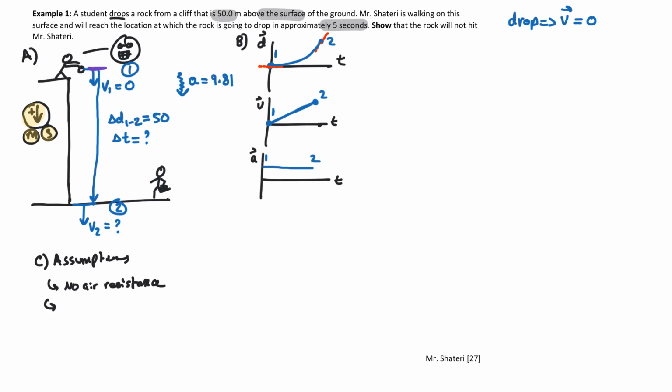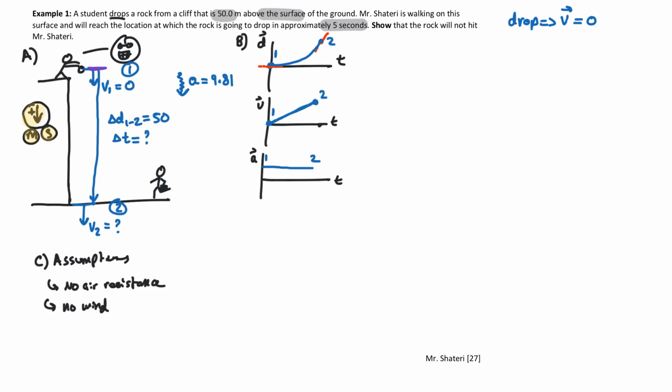And what else in this case? No wind effects. So the wind isn't pushing the rock in any direction, it's not pushing it downwards or upwards. And the constant acceleration in this case, because it's falling, because there is no air resistance or wind or other force acting on it, by definition, the object is in free fall, and we don't even need to write that the acceleration is constant.